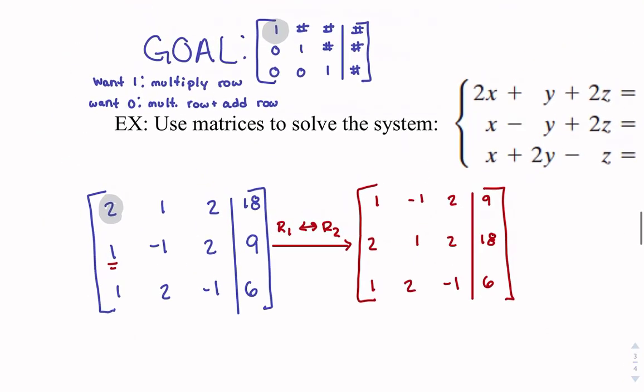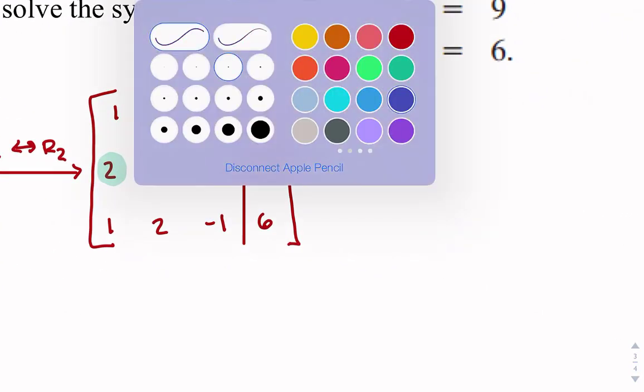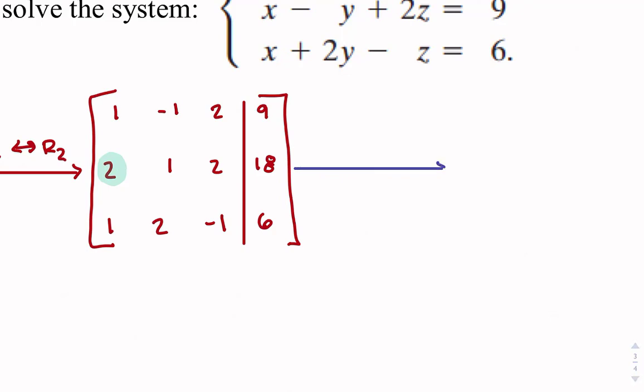Second step is to get a 0 here. I have a 2 here. When I want a 0, I need to multiply a row and add it to the row I want a 0 in. Here, I want a 0 in row 2, so I'm adding something to row 2. 2 plus what would give me 0? That would be -2. So I'm going to do -2 times row 1. That way, -2 times 1 is -2, and when I add it to 2, I get 0.